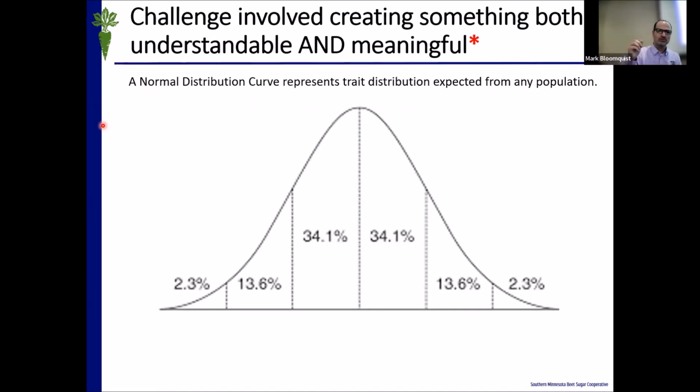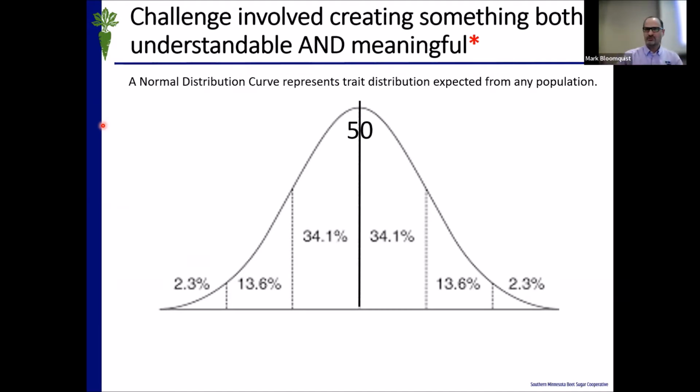A normal distribution curve represents trait distribution expected from any population. So that could be the nose color of guinea pigs, it could be the rate of gain for hogs, or it could be the profitability of sugar beet producers, okay? So just about anything can fall under some sort of normal distribution curve. And if we go back to the test score example, I think I can drive this home.